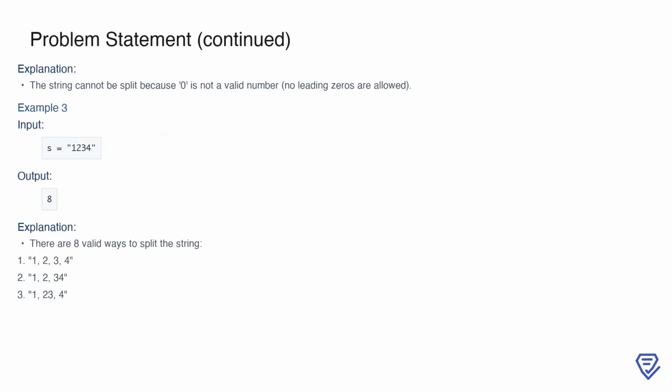Another example is s equals 1234, where the output is 8. This is because there are 8 valid ways to split the string while maintaining the required conditions. These include splitting it into individual digits, like 1, 2, 3, 4, and grouping substrings like 1, 2, 34 or 12, 34. In all cases, the substrings represent positive integers with no leading zeros, and their values are in non-decreasing order. This example highlights how the number of possible splits can grow quickly as the length of the string increases.